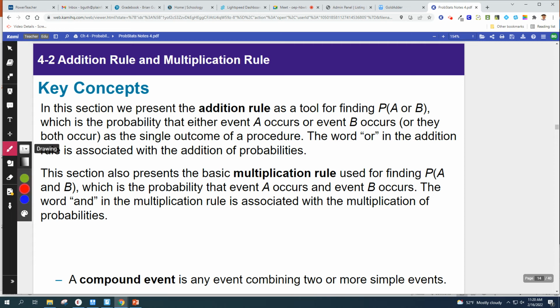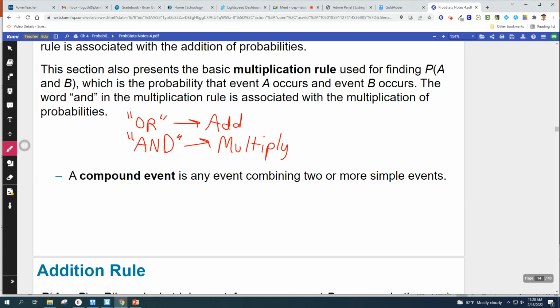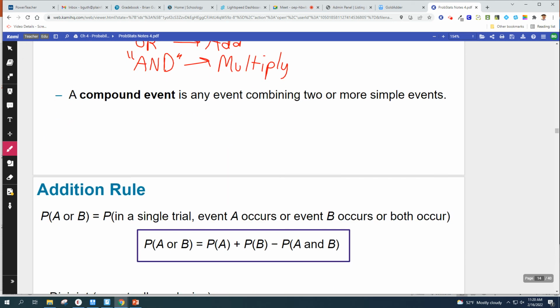So to me, the key here is when you see the word or, a lot of the times you think about adding. And when you see the word and, a lot of the times you think about multiplication. Now, of course, the English language still applies. So sometimes or just means or, and sometimes and just means and, but I'm talking about within the context of event A and or event B. So think about it within the context of finding probabilities. Or is add and is multiply.